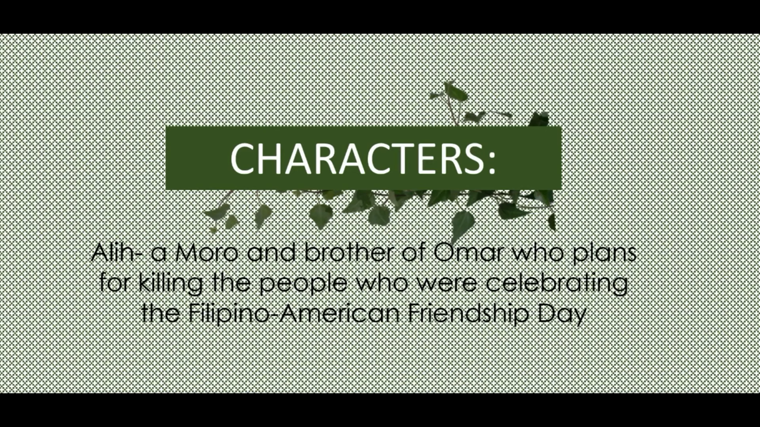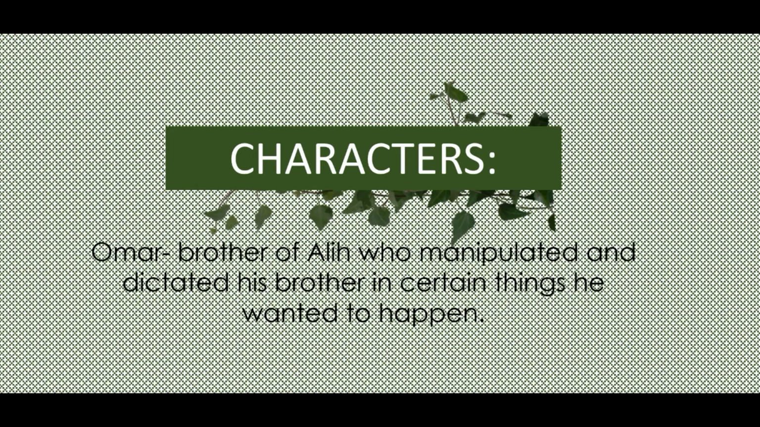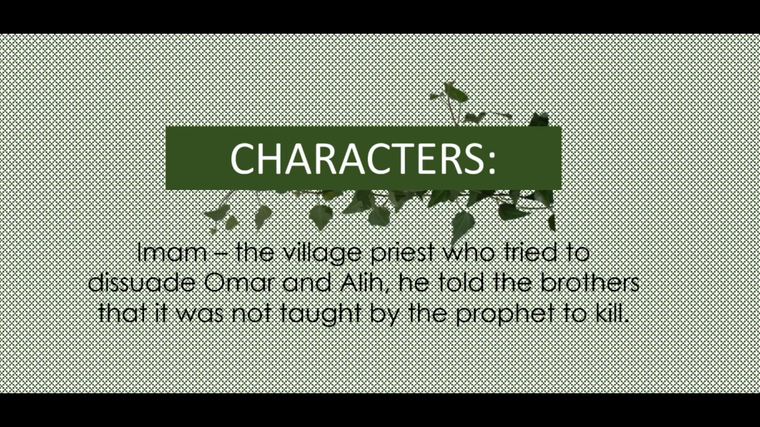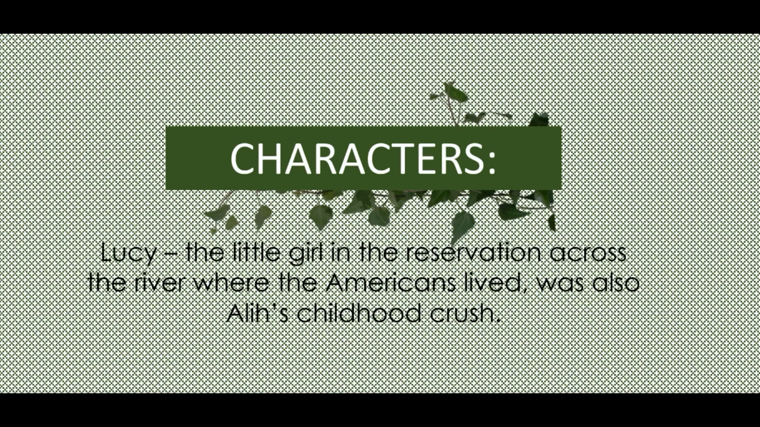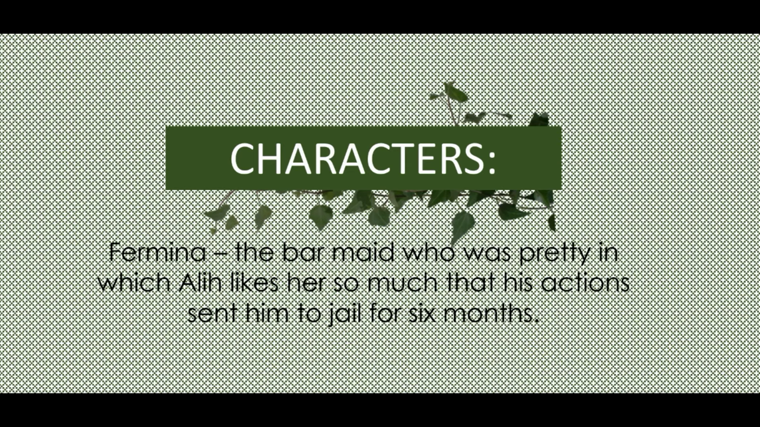For the first dynamic character in the story, we have Alih, a Moro and brother of Omar, who plans on killing the people who were celebrating the Filipino-American Friendship Day. Next is Omar, brother of Alih, who manipulated and dictated his brother in certain things he wanted to happen. For the static characters, we have Imam, the village priest who tried to dissuade Omar and Alih. He told the brothers that it was not taught by the prophet to kill. Next, we have Lucy. Lucy was a little girl in the reservation across the river where the Americans lived. He was also Alih's childhood crush. And lastly, we have Fermina, the barmaid who was pretty, whom Alih likes so much that his actions sent him to jail for 6 months.